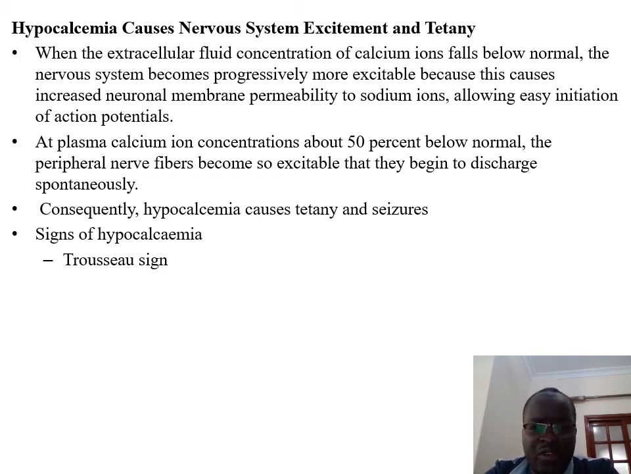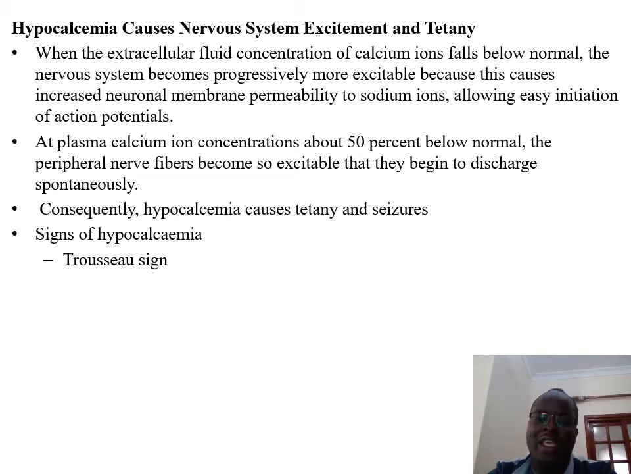When the extracellular fluid concentration of calcium ion falls below normal, the nervous system becomes progressively more excitable because this causes increased neuronal membrane permeability to sodium ions. I've already told you that if you have hypocalcemia, the membrane of the neurons becomes more permeable to sodium ions, allowing easy initiation of action potentials, because the influx of sodium will depolarize the neurons. Then they can easily fire action potentials.